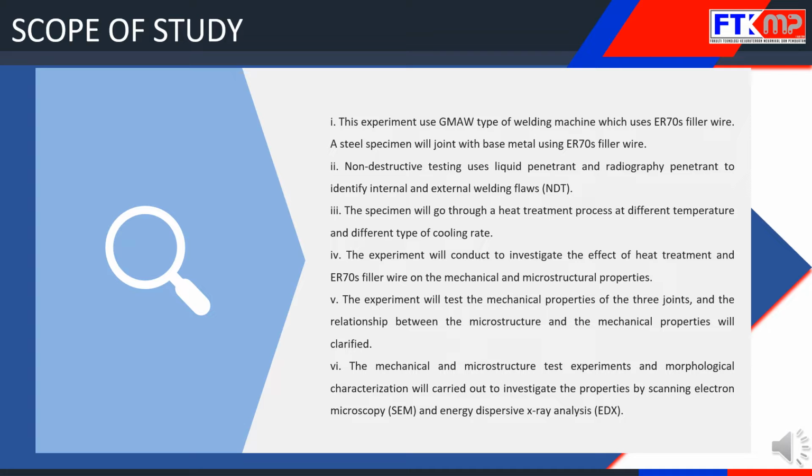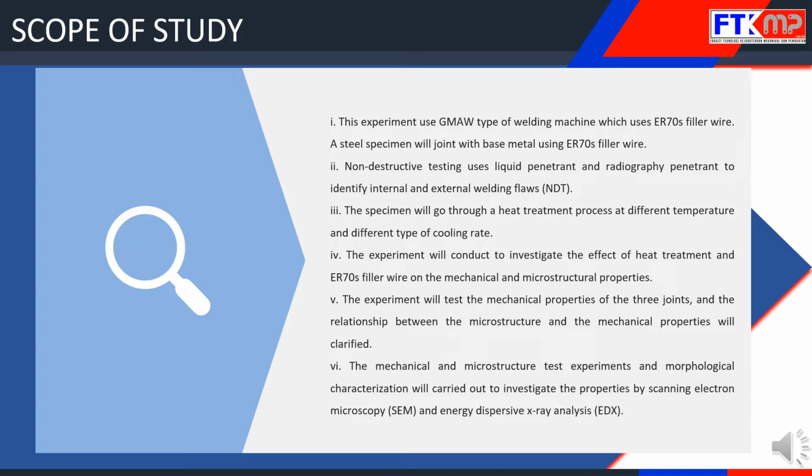First, this experiment uses a GMAW type of welding machine which uses ER70S filler wire. A steel specimen will be joined with base metal using ER70S filler wires. Second, non-destructive tests using liquid penetrant and radiography to identify the internal and external welding flaws. Third, the specimen will go through a heat treatment process at different temperatures and different types of cooling rate.